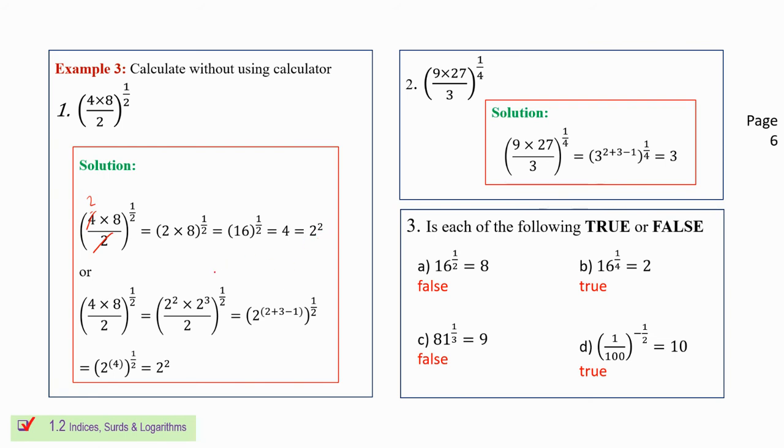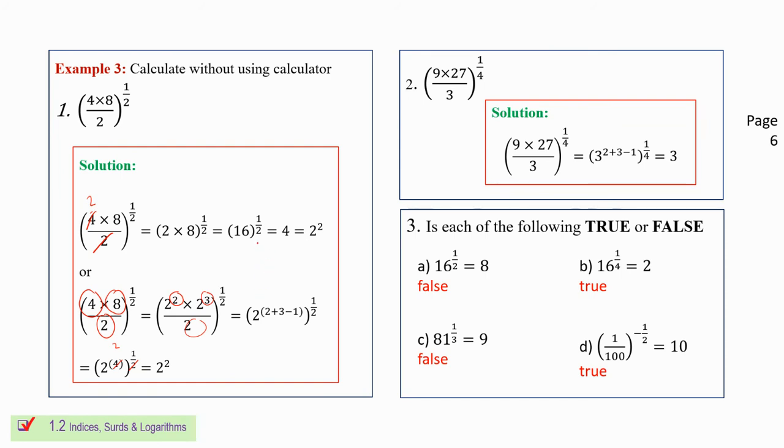Or the other way is I change everything into the same base of 2. So 2 power of 2 times 2 power of 3. 8 is 2 power of 3. And then I use property number 1 and 2. 2 plus 3 minus 1 is 4. And then I have a 1 over 2 here. Cancel off. So I have 2 power of 2. The answer will be the same.